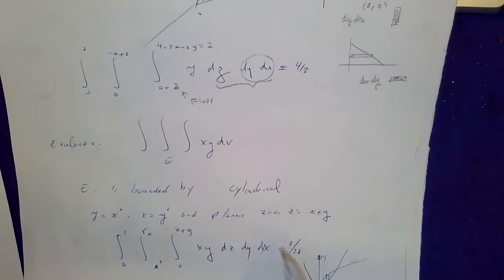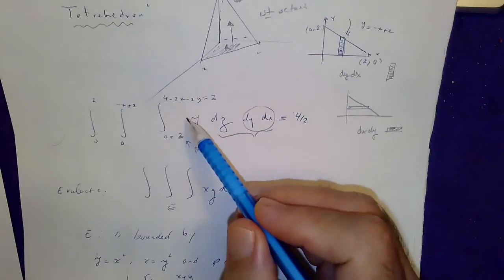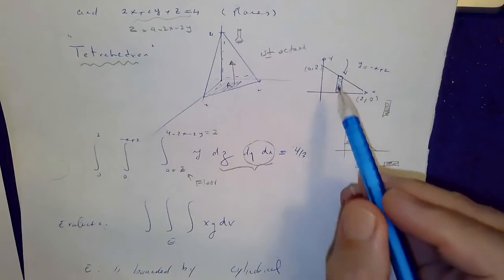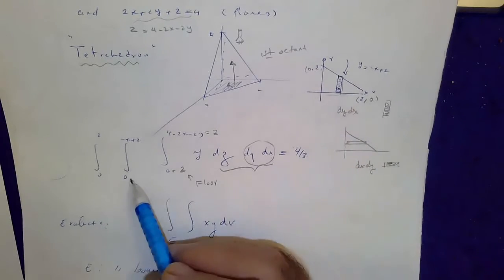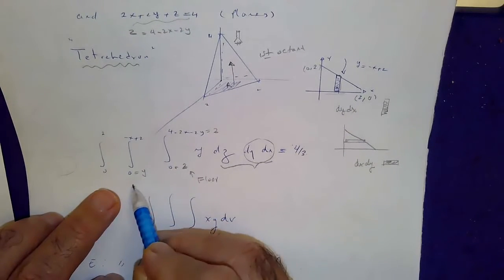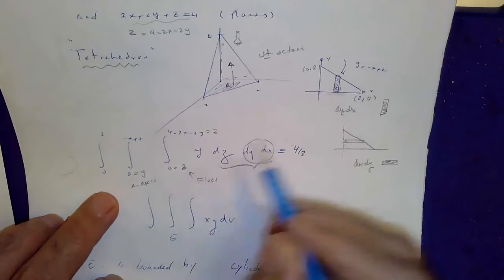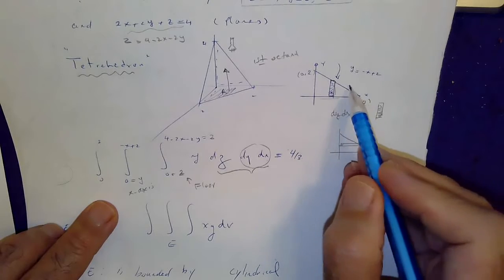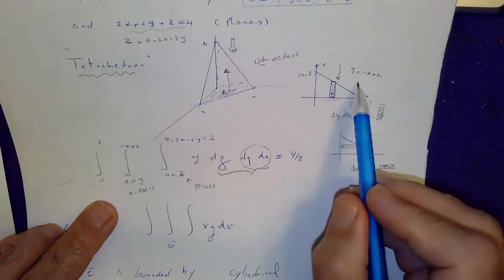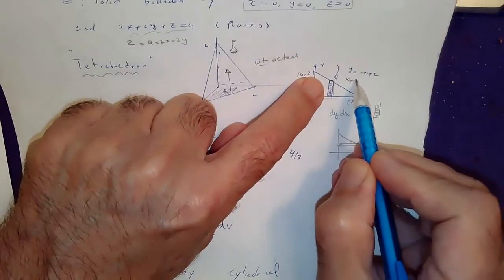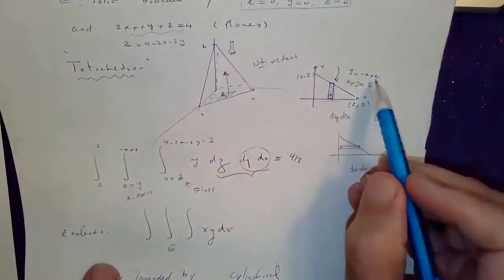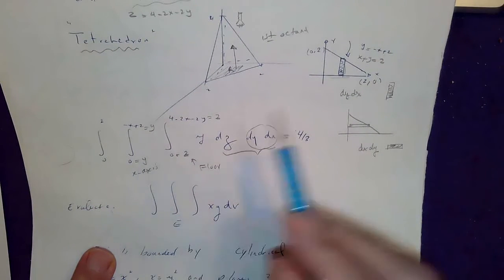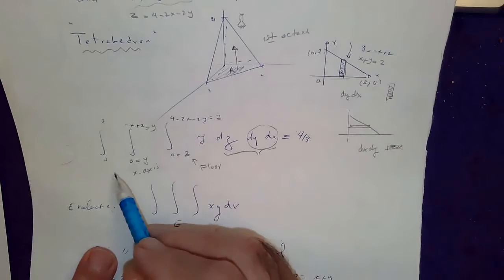Alrighty, so let's see now. So the limits would be: z goes from 0 to the pyramid. When it comes to y, it goes from the x-axis, which is a curve, to this curve. And the equation of that curve is x plus y is equal to 2. Solve for y, so you get y is equal to negative x plus 2, and as you can tell, x goes from 0 to 2.